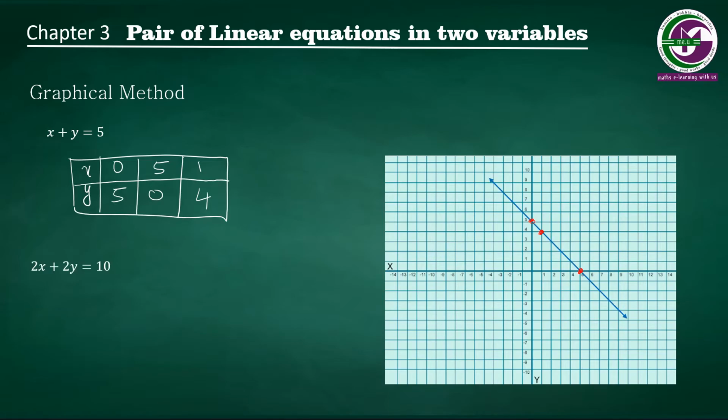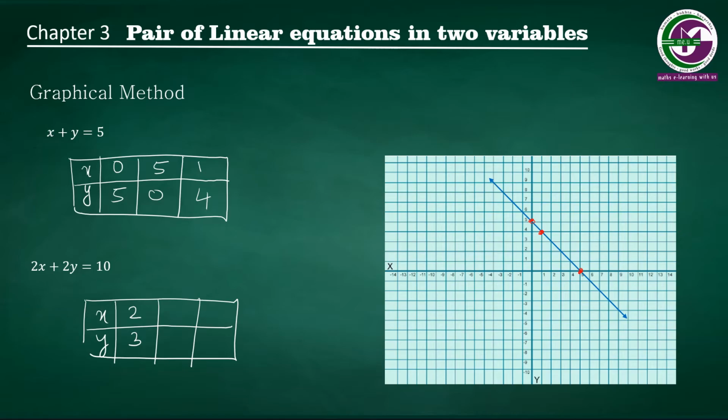Now the next equation, 2x plus 2y equals 10. So here also we'll find 3 sets of solutions, x, y. When x is 2, you can see that y equals 3. When x is 3, y equals 2. When x is 4, y equals 1. So I'll mark these points on the graph. 2, 3 is here. 3, 2 is here. And 4, 1 is here.